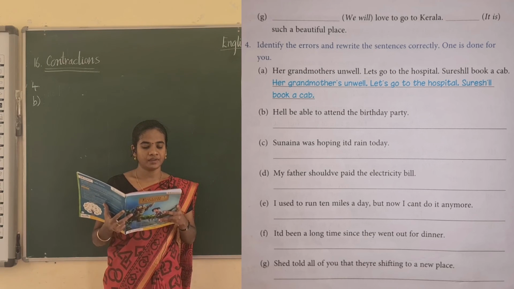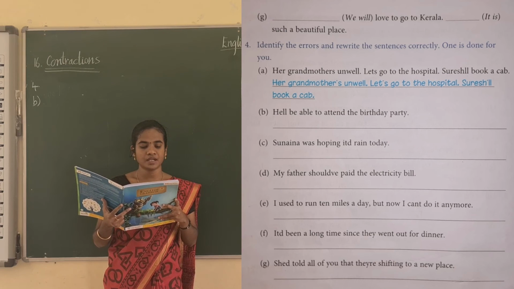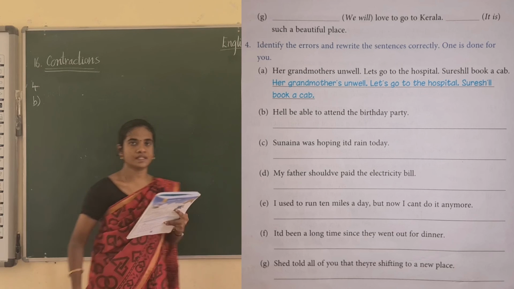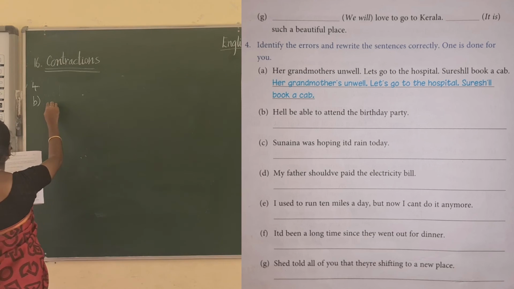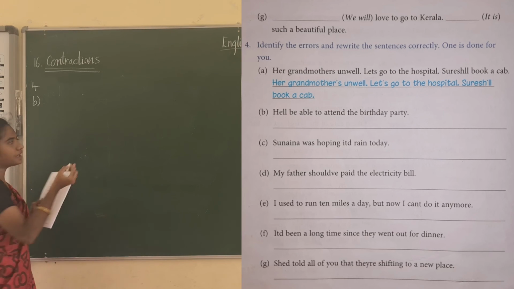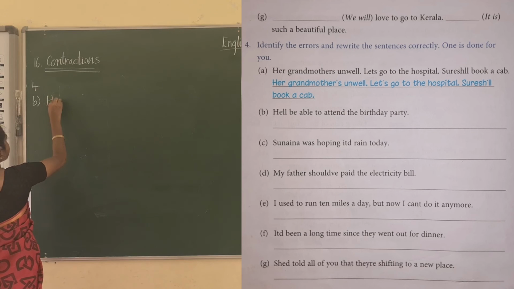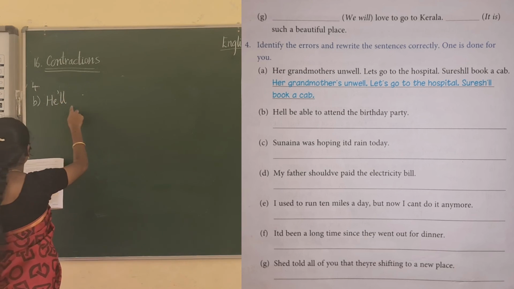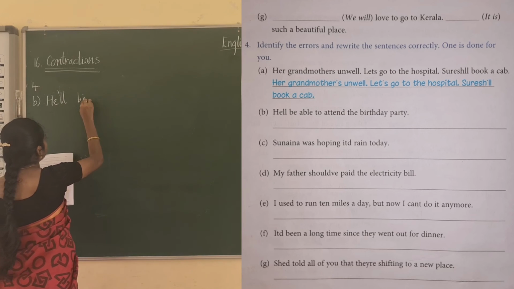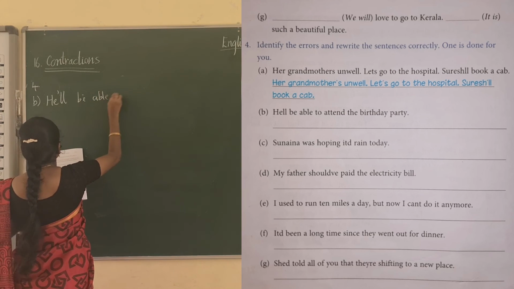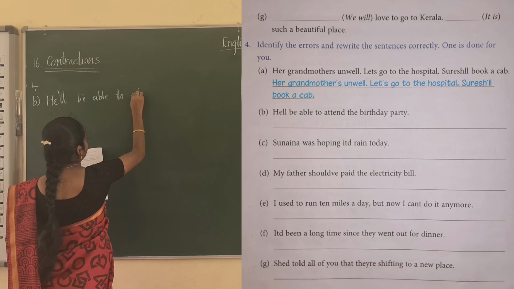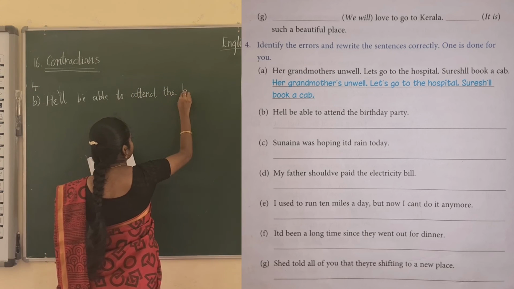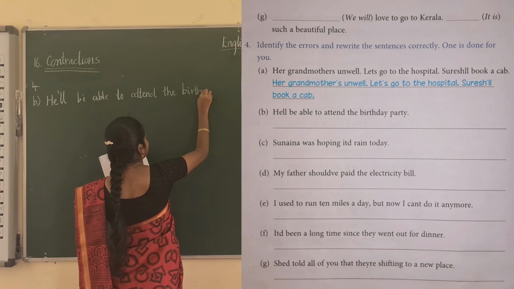He will able to attend the birthday party. Here what's the correction? The error here is he will. What's the correct one? Here they don't put the apostrophe. Okay. The correct one is he'll. He apostrophe double L. He'll be able to attend the birthday party.